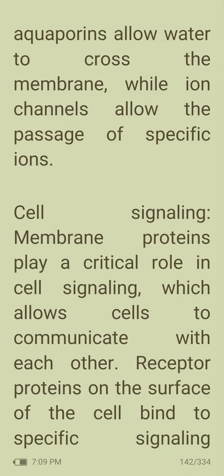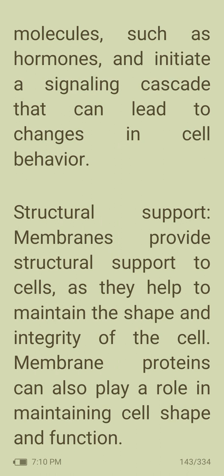For example, channels called aquaporins allow water to cross the membrane, while ion channels allow the passage of specific ions. Then cell signaling. Membrane proteins play a critical role in cell signaling, which allows cells to communicate with each other. Receptor proteins on the surface of the cell bind to specific signaling molecules such as hormones and initiate a signaling cascade that can lead to changes in cell behavior.